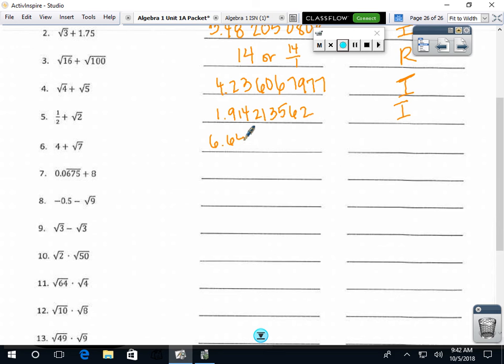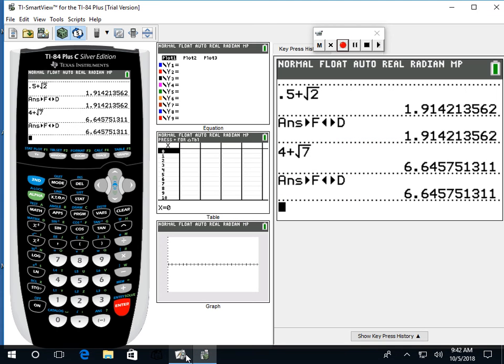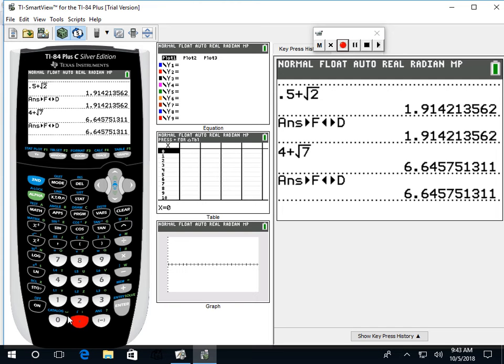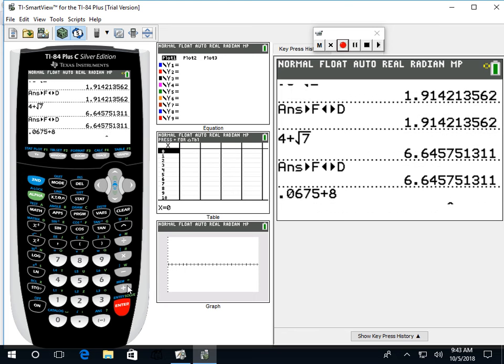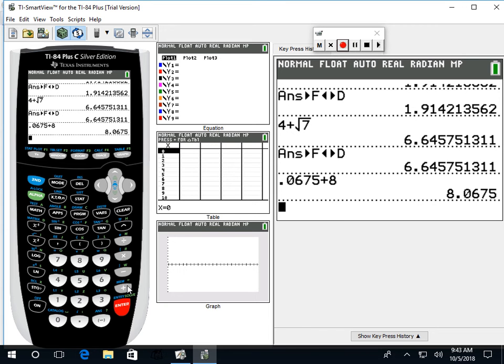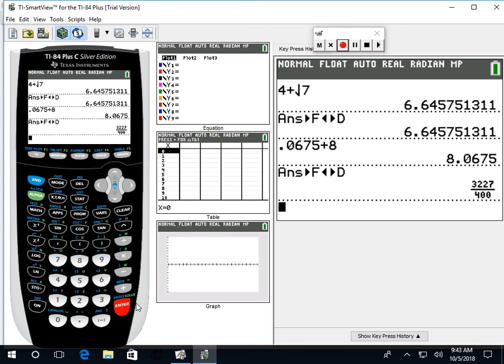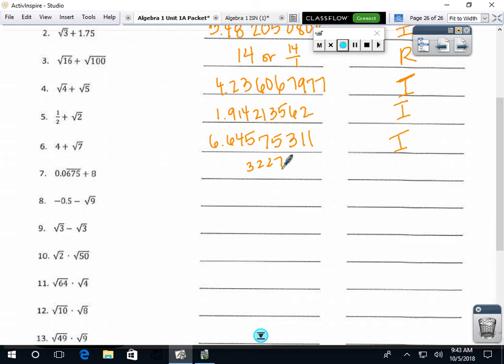6.645, 751, 311, so that's irrational. All right, number 7, 0.0675 plus 8. Do you think that's rational or irrational? It's rational. It terminates after the 4th number, and when you go to turn it into a fraction, it becomes a fraction, 3,227 over 400. So that is definitely rational because it became a fraction.